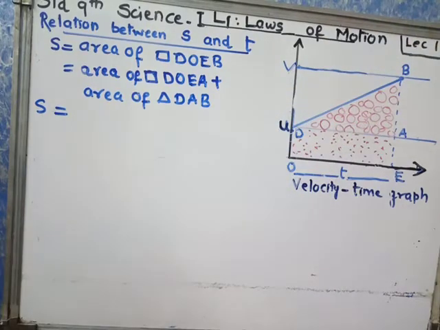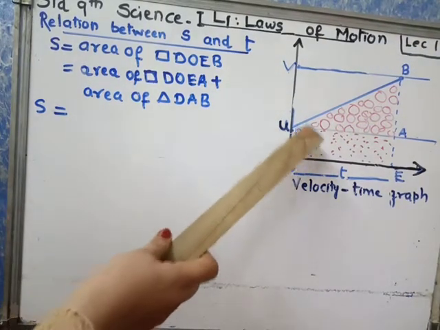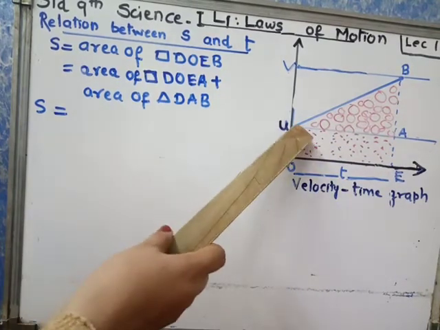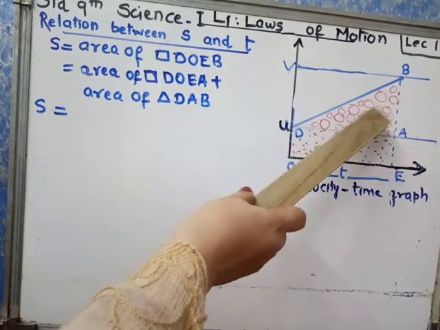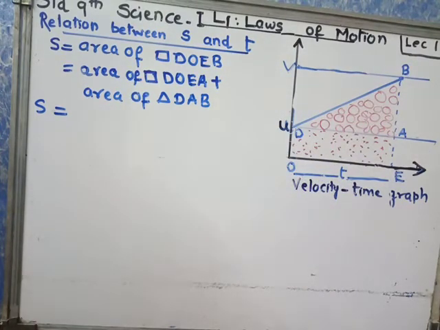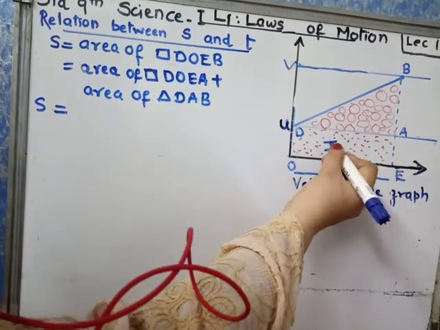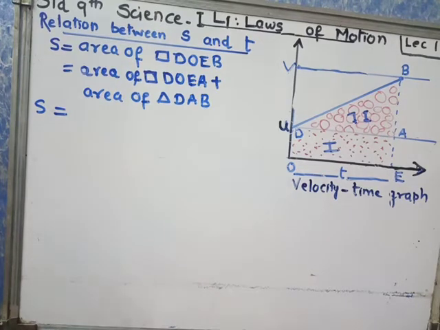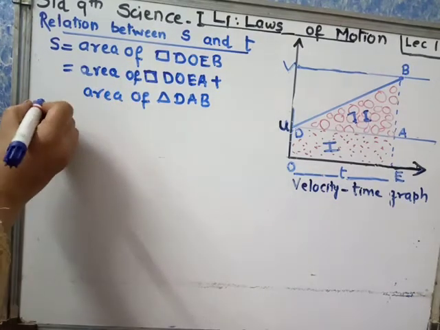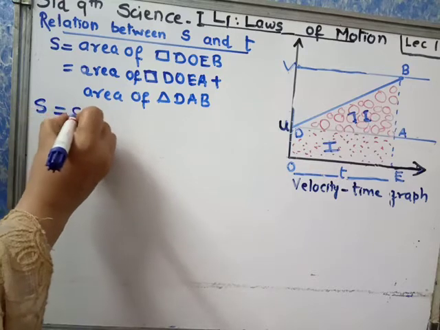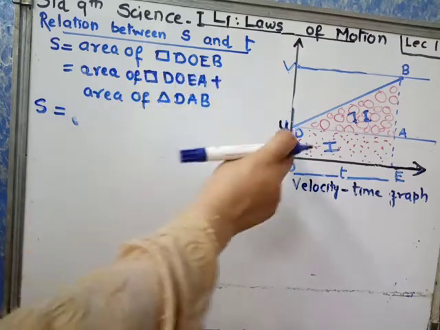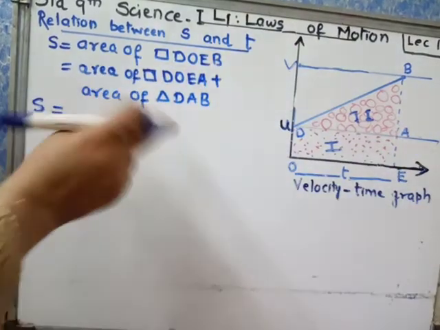But this diagram DOEB is a combination of two diagrams. This is a rectangle and this is a triangle. Let us suppose this is our first diagram and this is our second diagram. Then in that case S is equal to area of rectangle DOEA plus area of the triangle DAB.